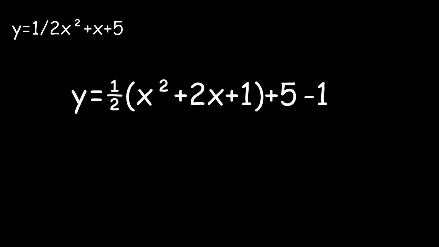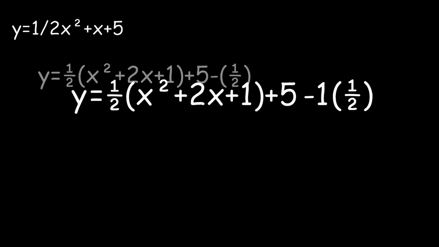Then we have to isolate y again. So that means we have to subtract 1/2. Remember the 1/2 that you factored out from x squared? Yes, multiply that to the 1. So we get y is equal to 1/2 times x squared plus 2x plus 1, close parenthesis, plus 5 minus 1/2. Anyways, we're almost there.